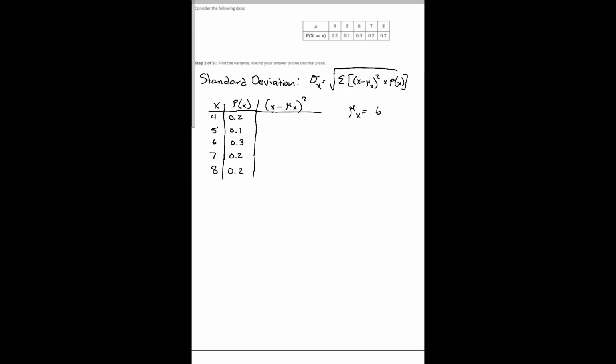Hi, so what we're going to do today, we're going to find the variance of a random sample. So we have a table with our discrete values, 4, 5, 6, 7, and 8. And then we also have the probability of getting those values, 0.2, 0.1, 0.3, 0.2, and 0.2 respectively.